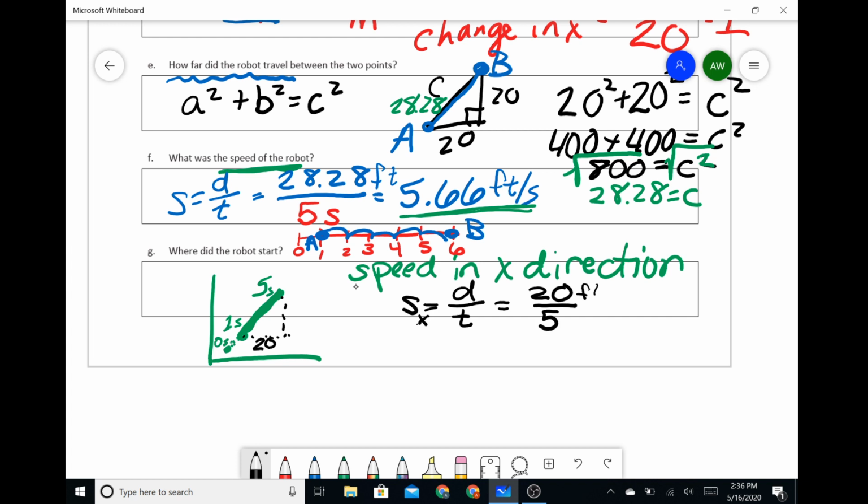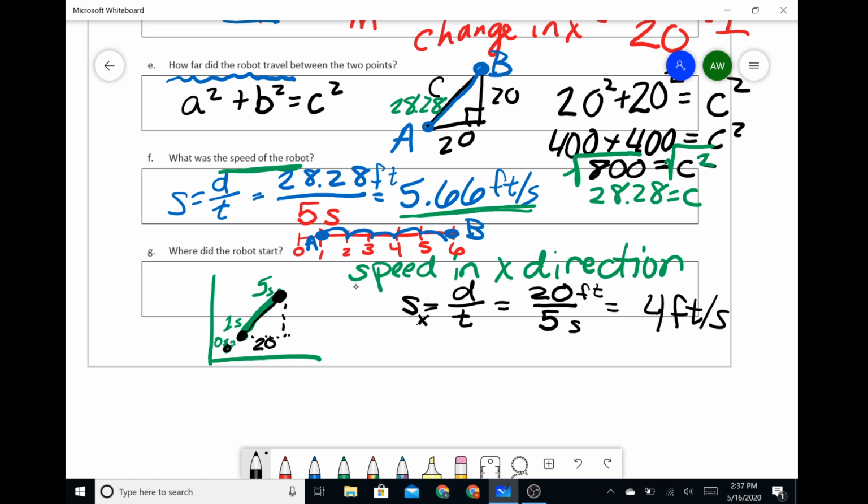So we're going 20 feet in 5 seconds, and this is actually really great for us, right? Because it comes out really evenly. So that means we are traveling 4 feet per second. So every second that we're traveling, we're going 4 feet in the x direction. So when we're looking at where our robot is, here at point A, we were at 1 second. And here at point B, we were at 5 seconds. But where were we when we were at 0 seconds?